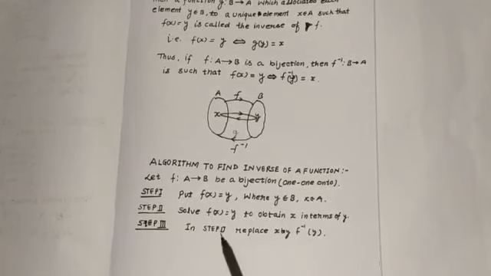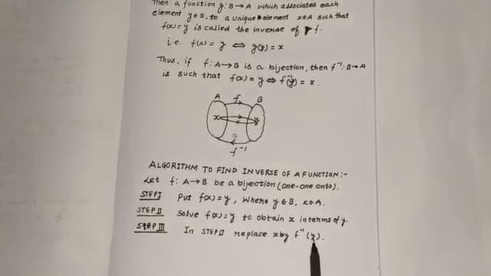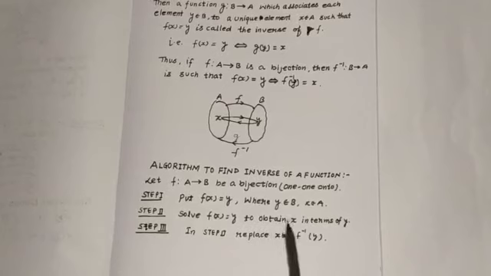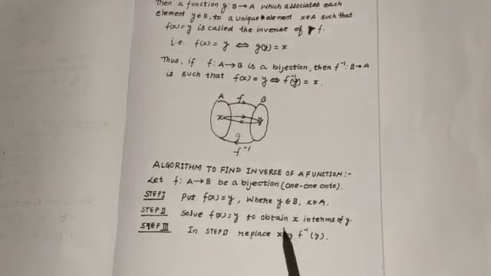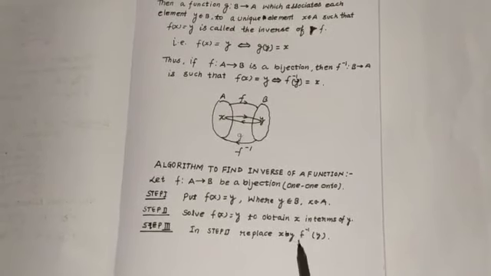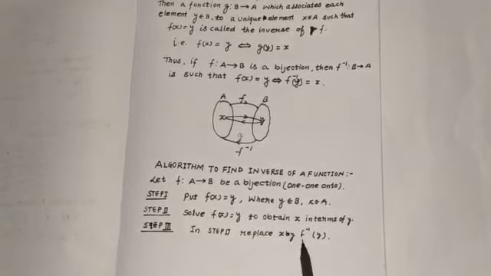In the third step, we have to replace x by f inverse(y). In the second step, when we get the value of x in terms of y, we replace this x by f inverse(y). Finally, you get the inverse of f. After the definition of the inverse function and the steps to find the inverse of a function, we have one example by which you can understand very well.